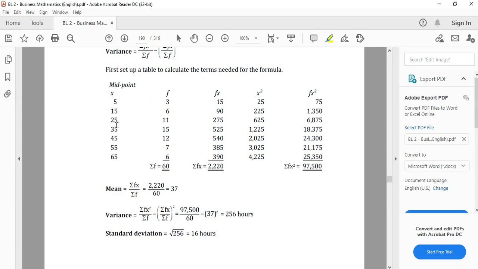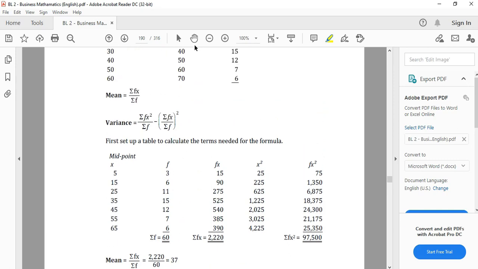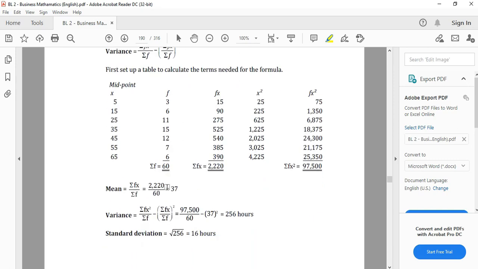Basically, they've identified the midpoint, then put the frequency given from the question here and took the total of it. After that, multiplied the midpoint into the frequency to get the summation to calculate the mean. Okay, so from here the mean formula is done.